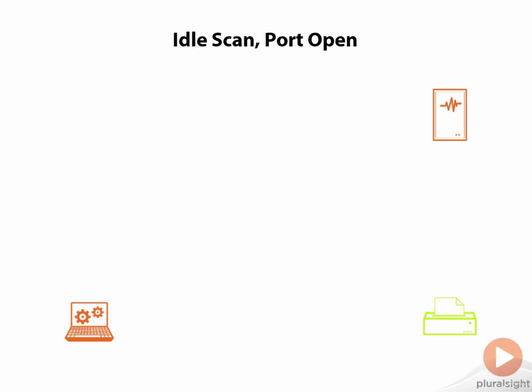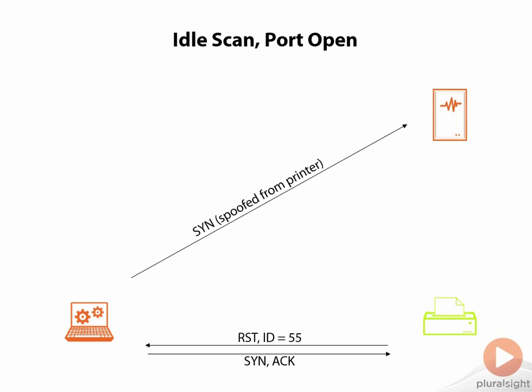Suppose we've identified a printer as being idle and having monotonically increasing IP ID values. We start by sending a packet to the idle system, which sends us a reply that includes the ID value, which we note. We then spoof a SYN packet to the target system using the idle system's IP address. Since the port is open, this packet elicits a SYN-ACK response from the target to the idle system, which, having no knowledge of the conversation, responds back to the target with a reset packet, which burns an ID number.